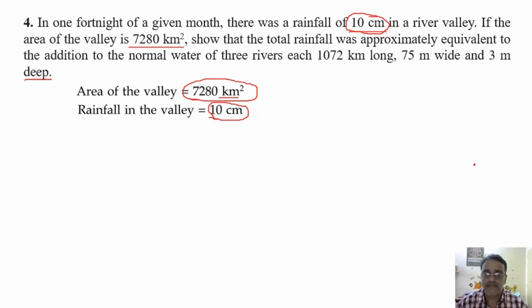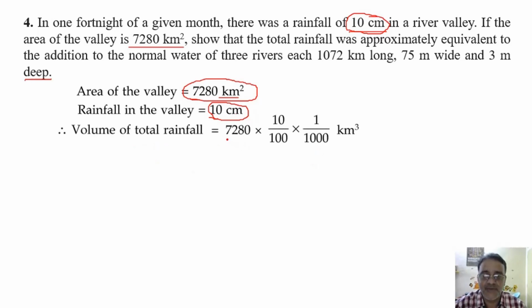By 1 lakh. Yes, very good. By 1 lakh or by 100 then 1000. Okay, if we divide by 100, it will become meter. If you divide it by 1000, it will convert to kilometer. So volume of total rainfall is equals to area of valley into height. One 10 will cancel and we'll get 0.728 kilometer cube. This is the volume of total rainfall.